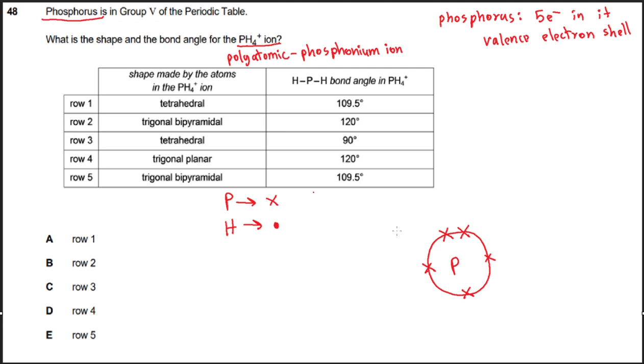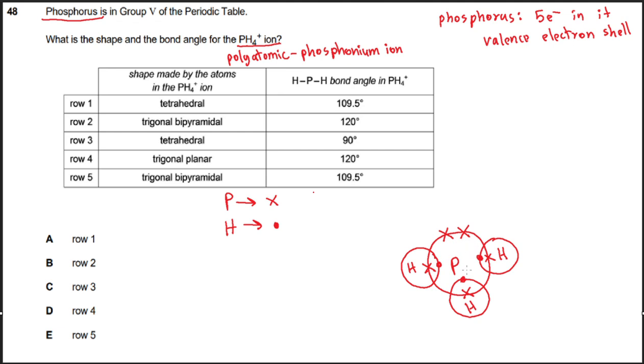Now it's going to form covalent bonding with the hydrogens. This is the first hydrogen. It forms a covalent bond because there is a shared pair of electrons. And this is the second hydrogen. This is the third one. And now we are left with these 2 electrons.